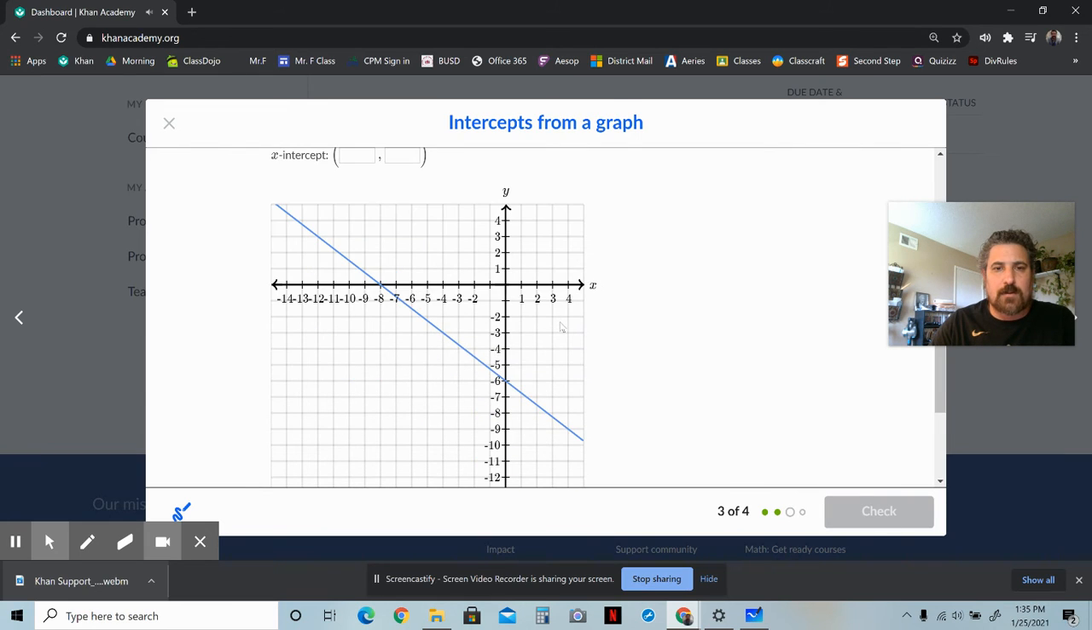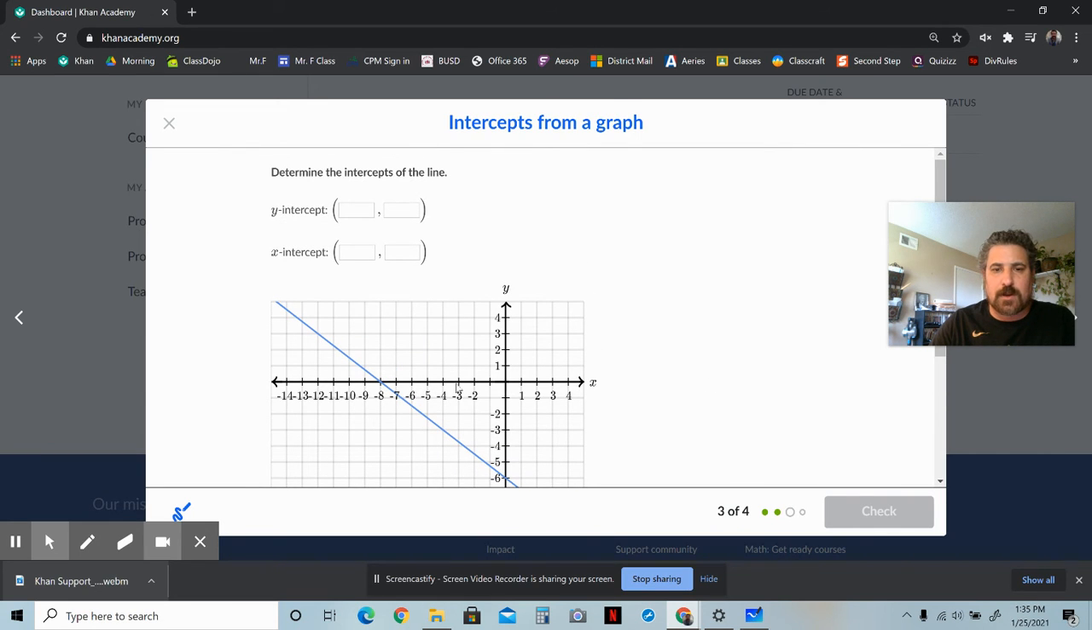Okay, for the next one here, we're going to do the same idea. So this time we say, all right, where is it crossing the y-axis? Looks like it's crossing the y-axis at negative 6, which means that when x is 0, y is negative 6. And this one looks like it's crossing the x-axis at negative 8. So when x is negative 8, y should be 0.